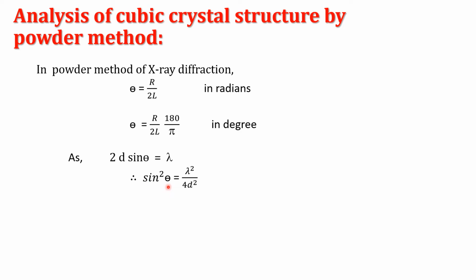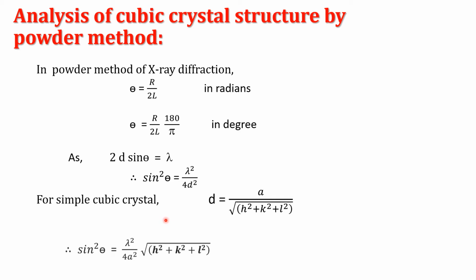Here we measure theta for cubic crystal structure, so we use one of the terms for cubic crystal structure. Interplanar spacing d is equal to a divided by root of h square plus k square plus l square, where a is the lattice constant and h, k, l are the Miller indices of a given plane in a cubic system. That term we substitute in the earlier equation.